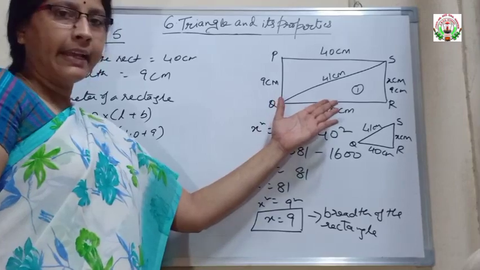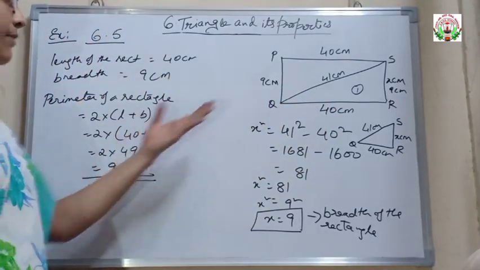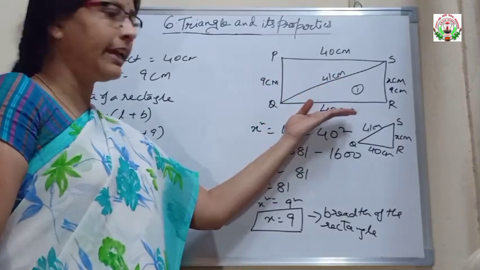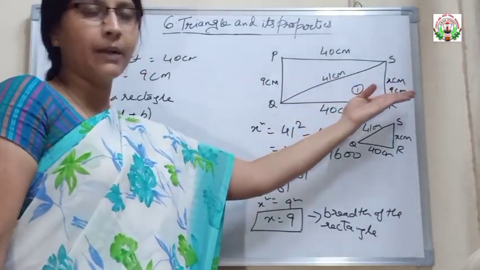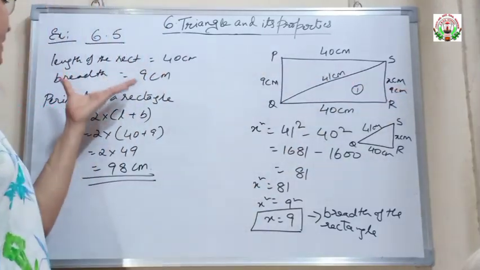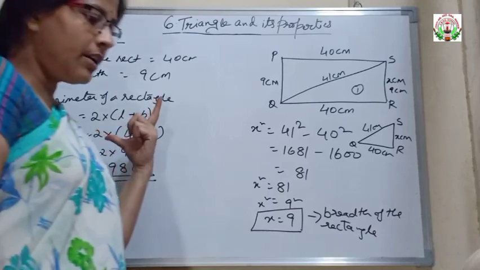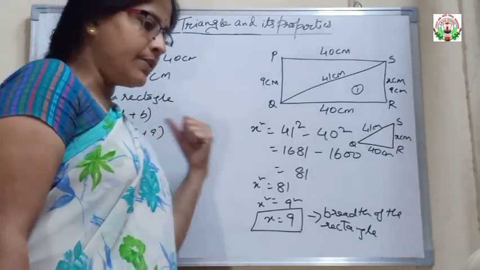From the given rectangle, they have asked you to find the perimeter of the rectangle. They have given the diagonal and length of the rectangle. By using the Pythagoras theorem, we have found the breadth of the rectangle, and at last we have taken out the perimeter of the rectangle. This is your 7th question.